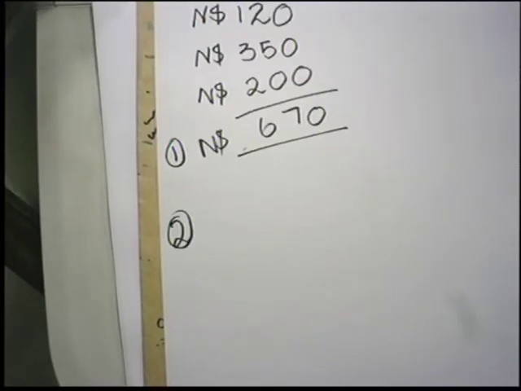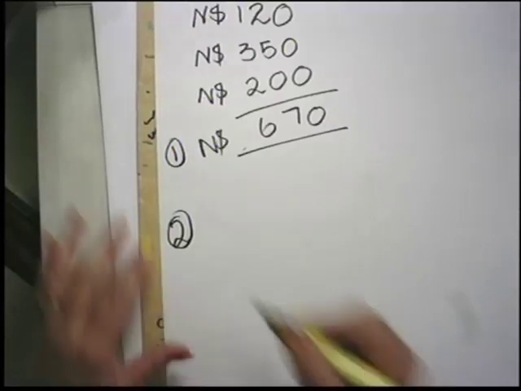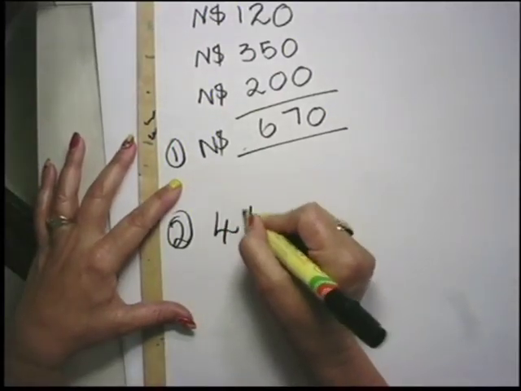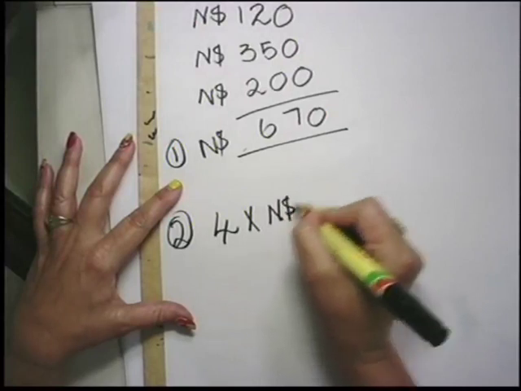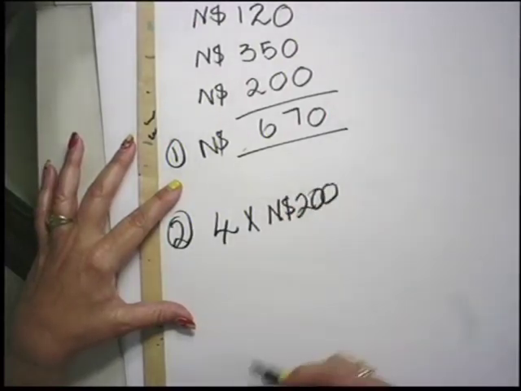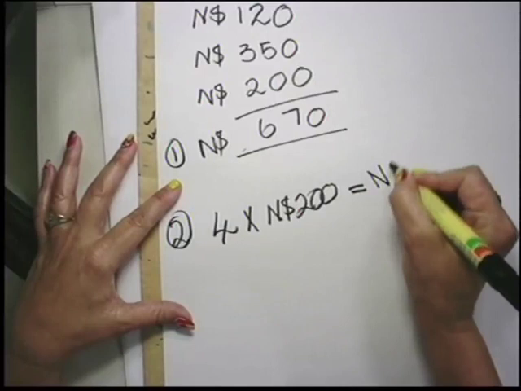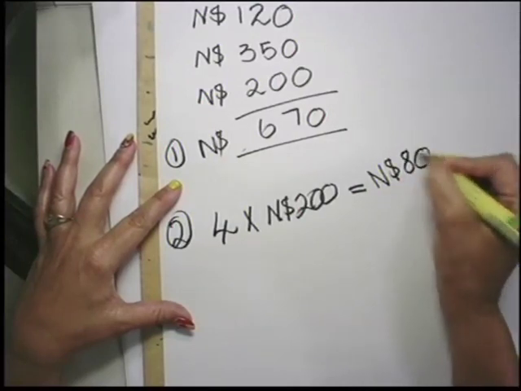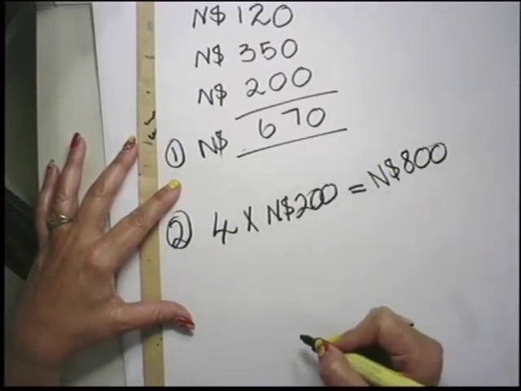So I already know that the cost of these items altogether is $670. Now, the next question says, if he paid with 4 $200 notes, how much change did he get? What am I supposed to do here now? First of all, 4 times 200 gives me $800. So he gave $800.